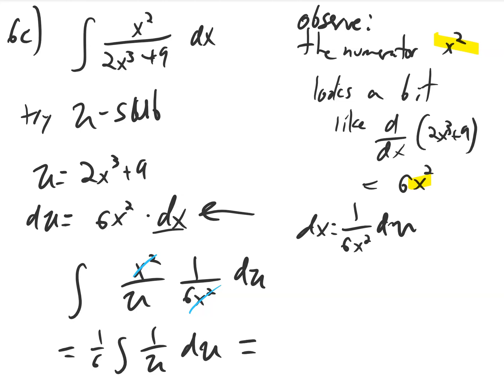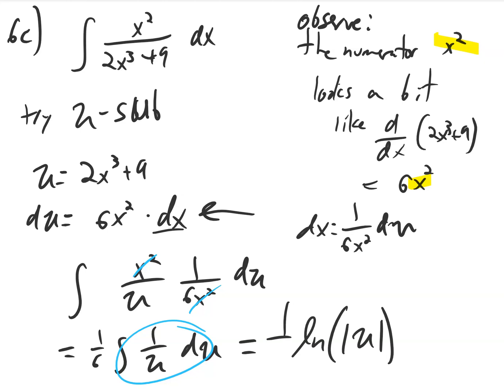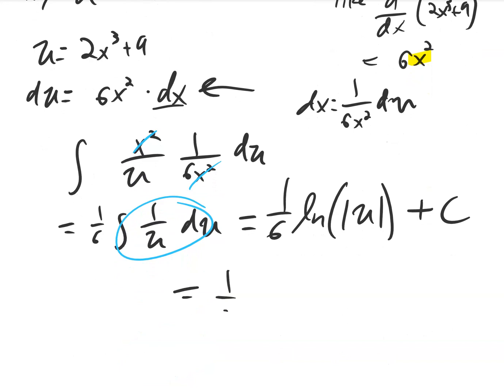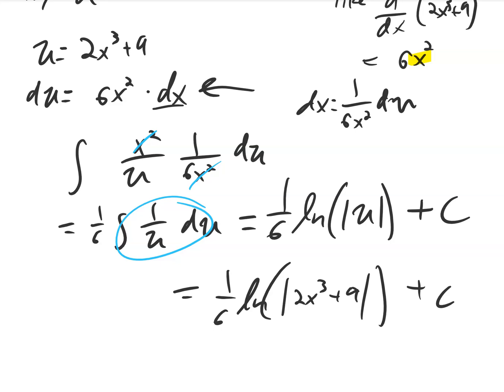So after this u substitution, we get a function whose antiderivative I do know. I do know how to integrate 1 over u. So that's going to be natural log of, don't forget the absolute value, of u. Don't forget the times 1/6. Don't forget the plus c. And we'll just resubstitute in what we had for u. That was 2x cubed plus 9. So 1/6 natural log of the absolute value of the original denominator plus c.